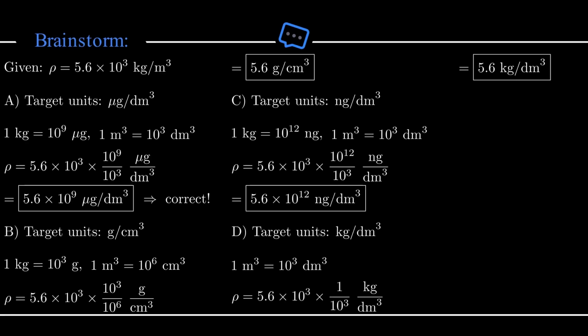We now have our final answer. What did we do? We started with the density in kilograms per cubic meter. Then for each target unit, we converted the mass unit and the volume unit separately, using the appropriate powers of 10. After substituting these conversions, we simplified the powers of 10 to obtain the final values.